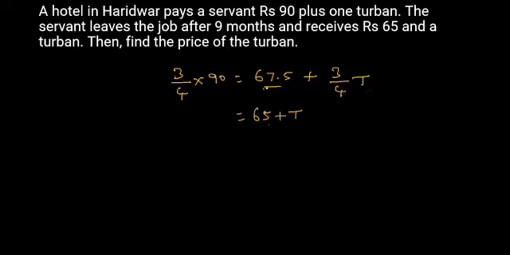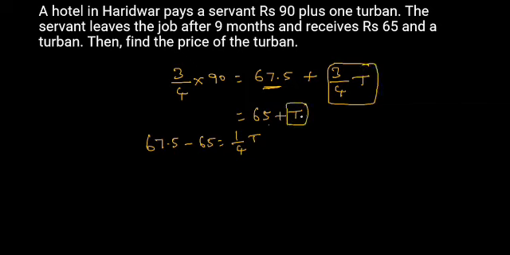So what is the difference here? The difference is actually 2.5 rupees, 67.5 minus 65, which is equivalent to 1/4 of the turban, because the 3/4 of the turban she will already be getting. Instead of that she is getting a whole turban here, which means she is getting an additional 1/4 of the turban, paid for that.